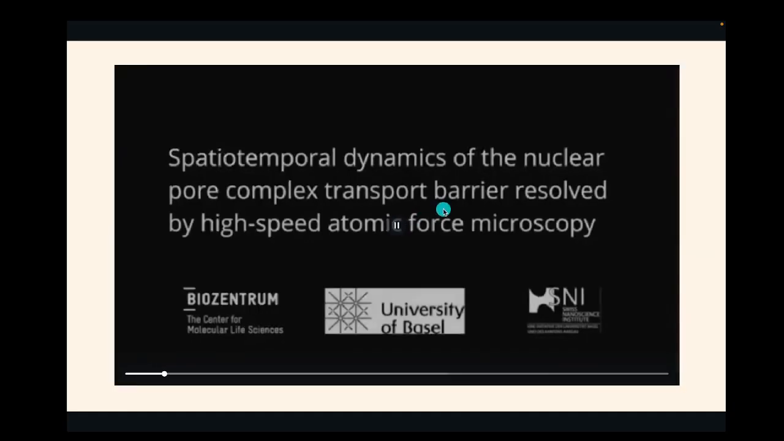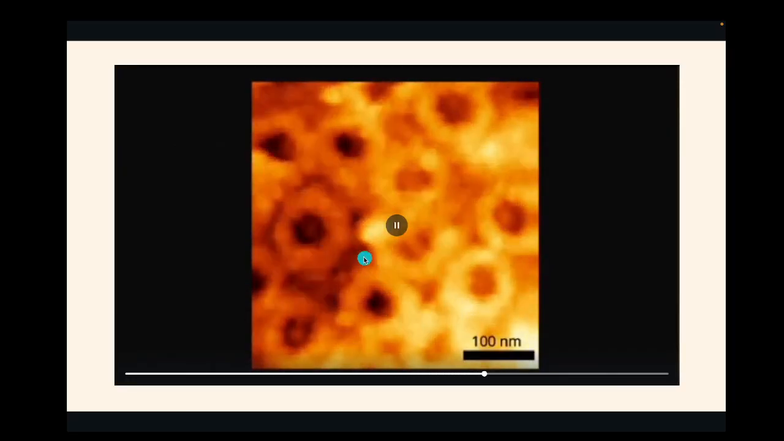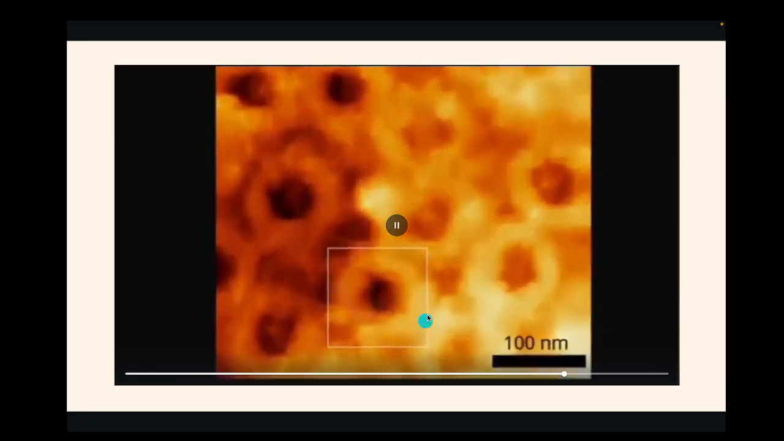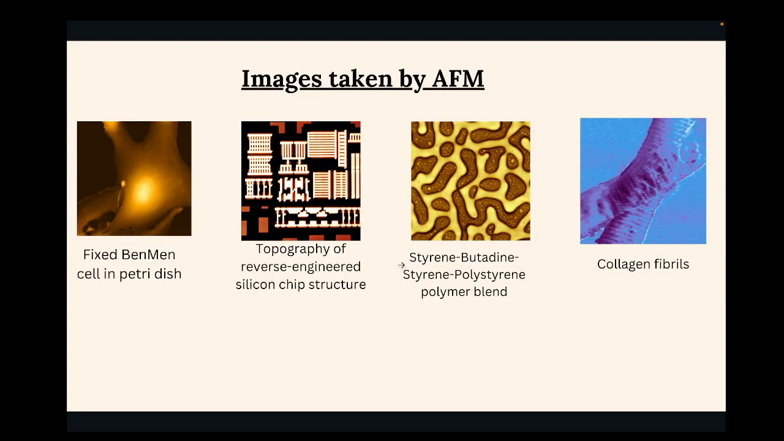This is an image taken by the AFM. This is the image of a nuclear pore. You can see that this is black. This is a nuclear pore, which is recorded, captured by the AFM.